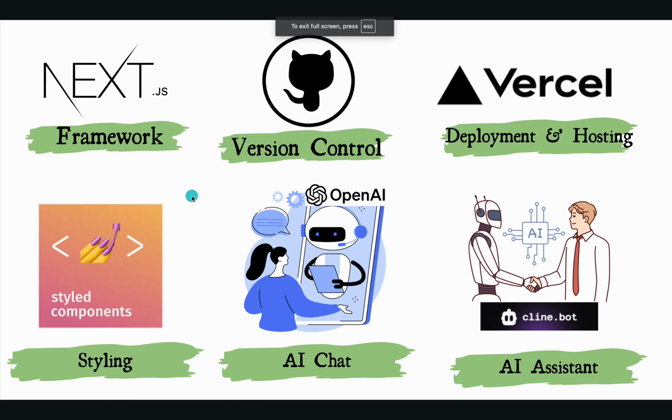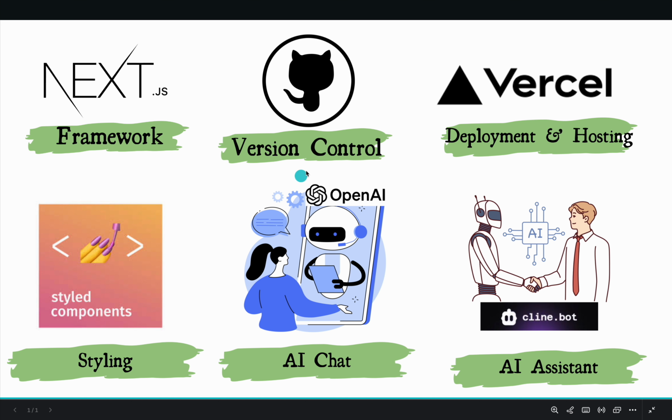Okay, so you might have already guessed, for the framework, we're going to be using Next.js. For version control, we're going to be using, obviously, GitHub. For deployment and hosting, we're going to be using Vercel, which works very well with Next.js. For styling, we're going to be using styled components. For the AI chat, we're going to be using OpenAI. And throughout the application, we're going to try to utilize AI. For this, I'm going to be using Cline just for AI assistance. So I'm really excited about all of this, and I'm going to see you in the next video.